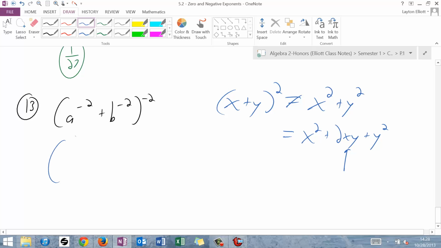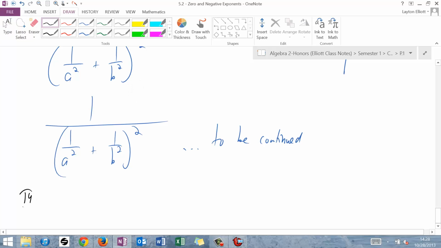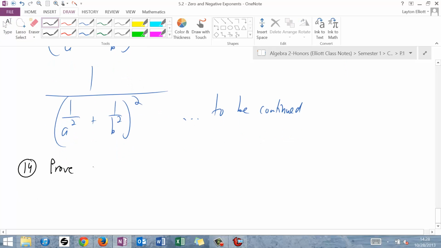So the best I can do is actually just kind of rewrite this without exponents. Make this 1 over a squared plus 1 over b squared, to the negative 2, which would then be 1 over a squared plus 1 over b squared, squared. And that is a little bit of a to be continued, because we will learn how to add those, but not right now. Still, I wanted you to see this example that they're not the same. In fact, what I want you to do for the last example is prove that x plus y to the negative 3rd is not equal to x to the negative 3 plus y to the negative 3. And you're going to do proof by counterexample.